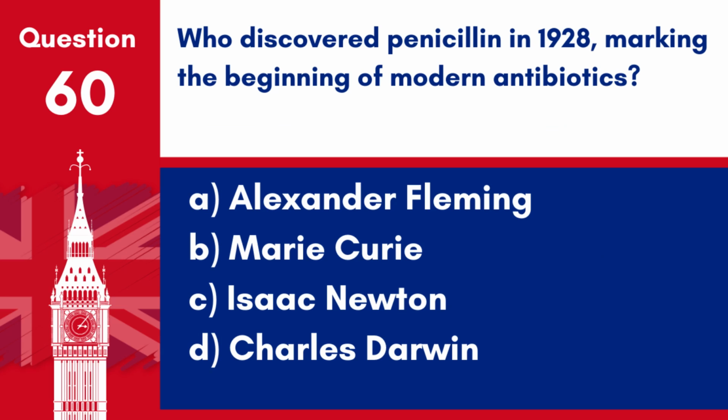Question 60. Who discovered penicillin in 1928, marking the beginning of modern antibiotics? A. Alexander Fleming. B. Marie Curie. C. Isaac Newton. D. Charles Darwin.